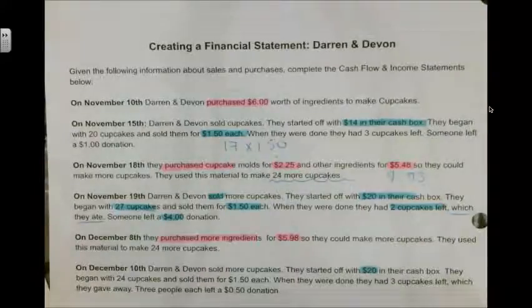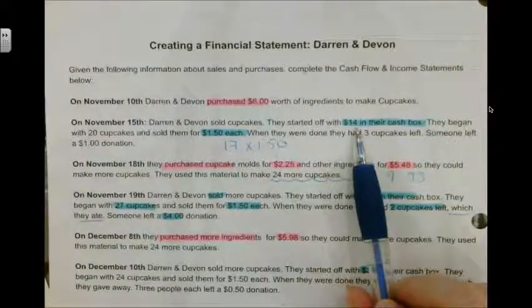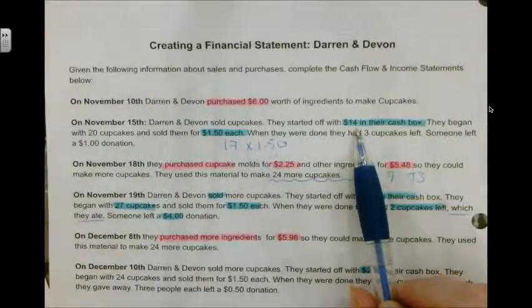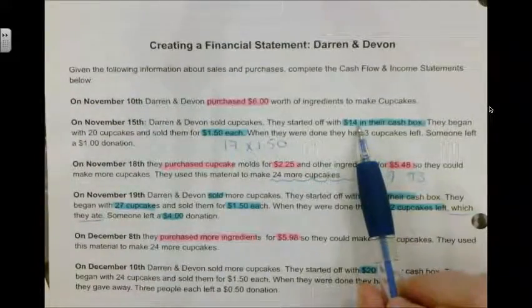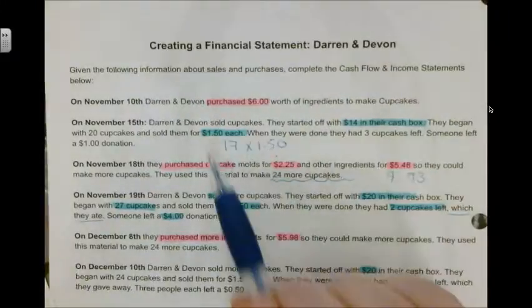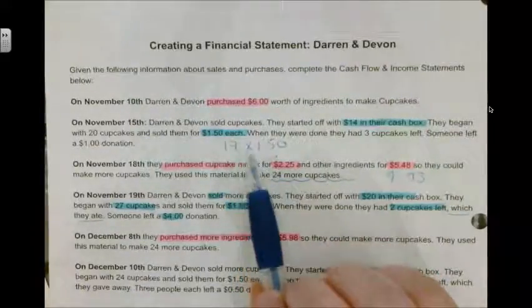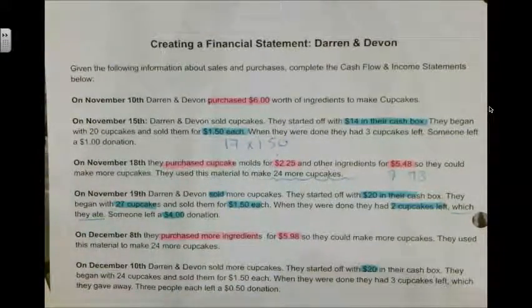So if you are, for example, like Darren and Devin, going to start out with $14 in your cash box, then it's really not going to help if you have a $10 bill and 2 loonies, because you're not going to be able to give change to people. Okay? So when you have your cash flow box, you want to have as much change as possible. For example, when they're charging $1.50 for their product, it's a good idea for them to have a lot of quarters on hand to be able to hand back quarters to people who are making payments.